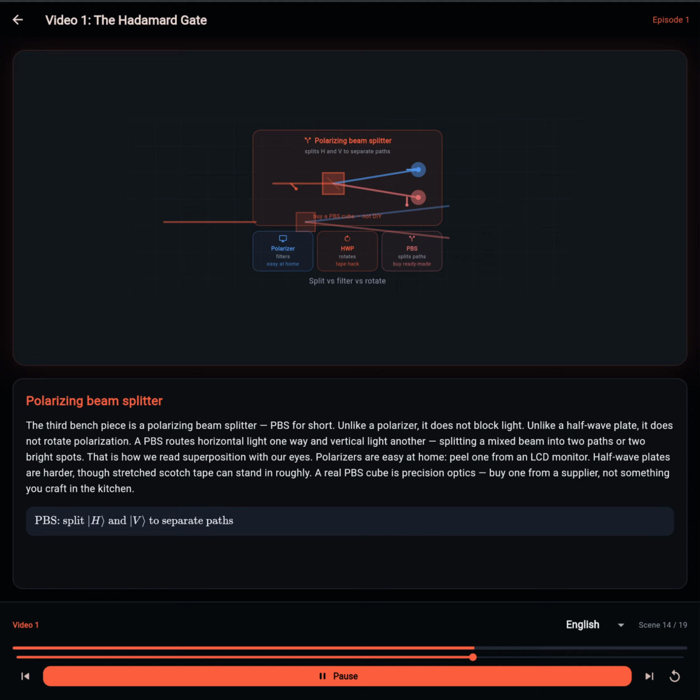Polarizers are easy at home. Peel one from an LCD monitor. Half-wave plates are harder, though stretched Scotch tape can stand in roughly. A real PBS cube is precision optics. Buy one from a supplier, not something you craft in the kitchen.